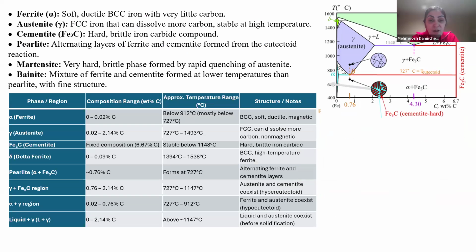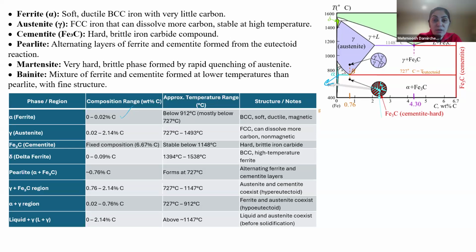The first one, ferrite alpha, that I show you as the blue color here. If I want to show again, it is the alpha. The property is soft, ductile, BCC or body center cubic, and iron with very little carbon. What about the range of the carbon? You see in this table, okay? Between 0 up to 0.2% carbon. About the temperature, you see the range of the temperature, and you see about the structures and the property in the last column of this table.